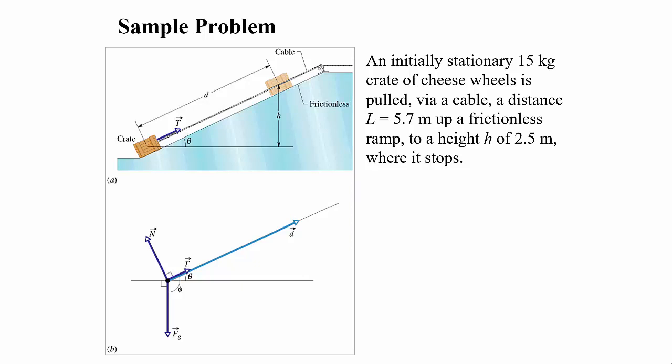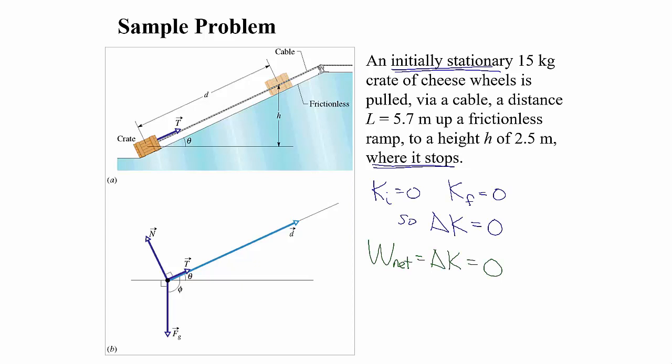Again, we can see that this is the situation that we were just talking about. This is something that starts at rest, it moves, and then it stops. And so because it starts from rest and it ends at rest, the change in kinetic energy is zero, so the net work done is going to be zero. Initially stationary means the initial kinetic energy is zero, it moves, and then it stops, so the final kinetic energy is zero. The change in kinetic energy is zero, which means that the net work done on the object is zero.